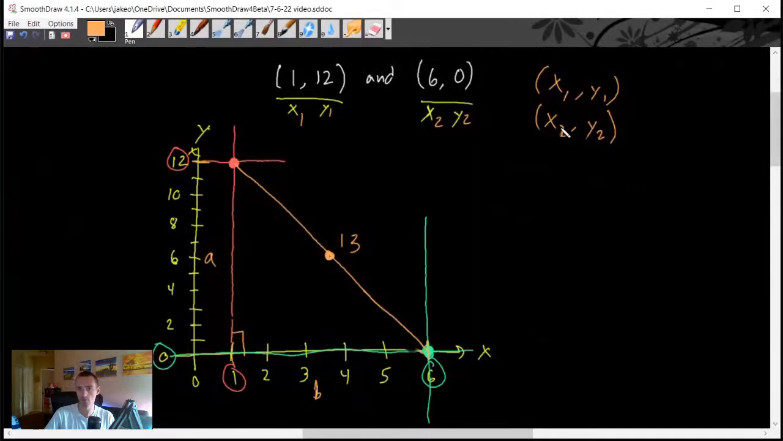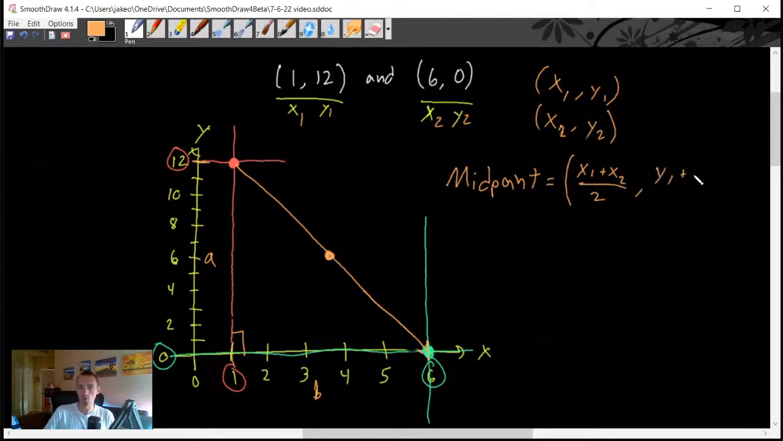So again, we still have x1, y1, x2, y2. It's still the same points, but now what we need to do is find the coordinates of the midpoint of the line segment that connects these 2 points. So again, we're going to just use a formula here. The midpoint formula tells us that the midpoint of x1, y1 and x2, y2 is found by x1 plus x2 over 2 as our x coordinate, and y1 plus y2 over 2 as our y coordinate.